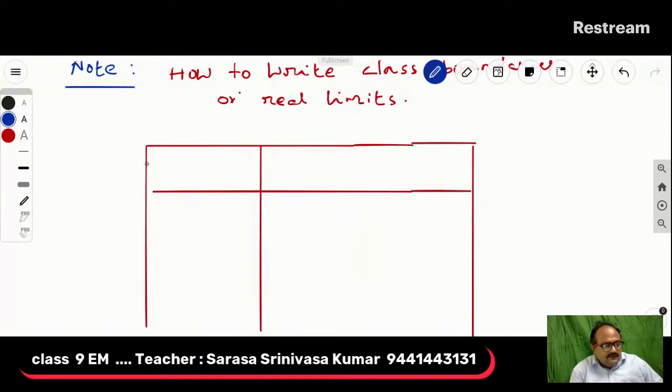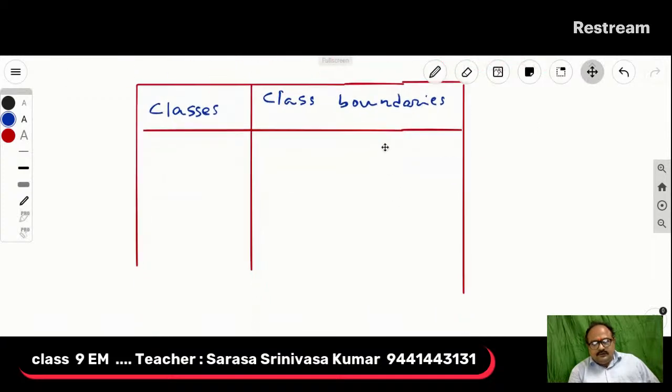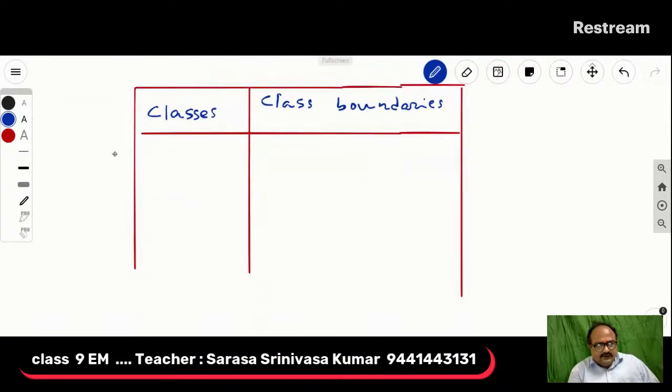Here this is class interval, classes, and this is class boundaries. Class boundaries. Now, you will learn how to construct class boundaries for the given class intervals.